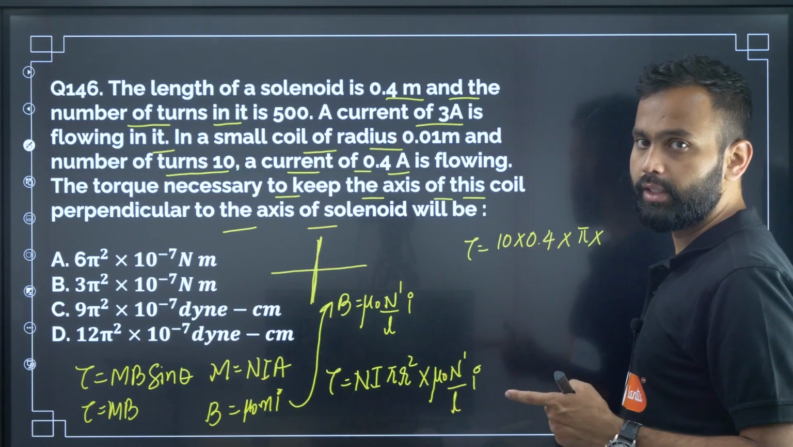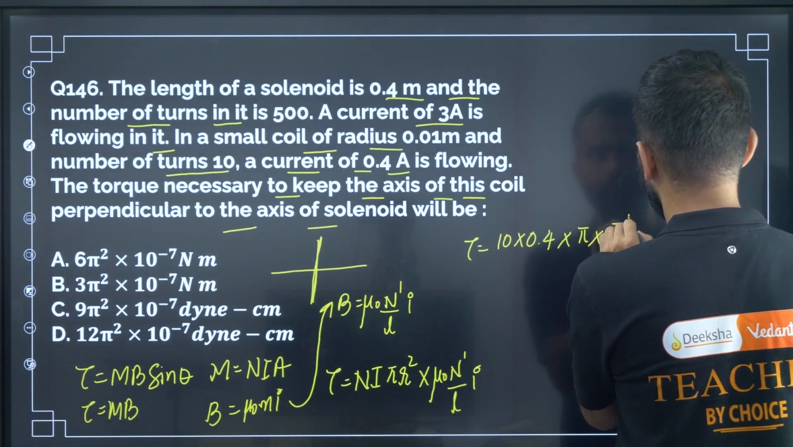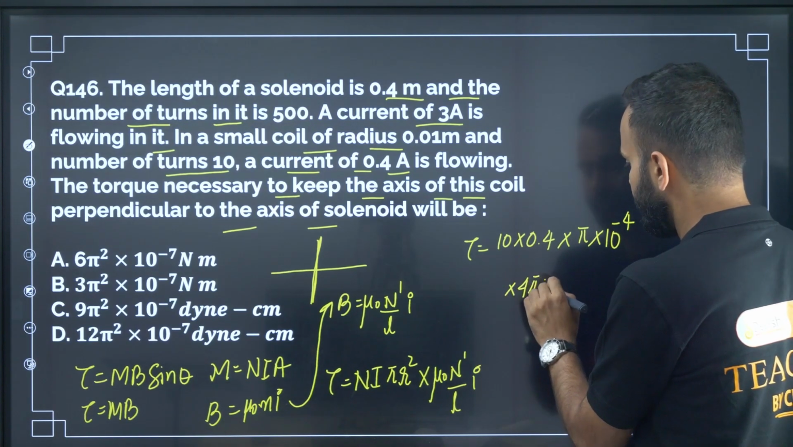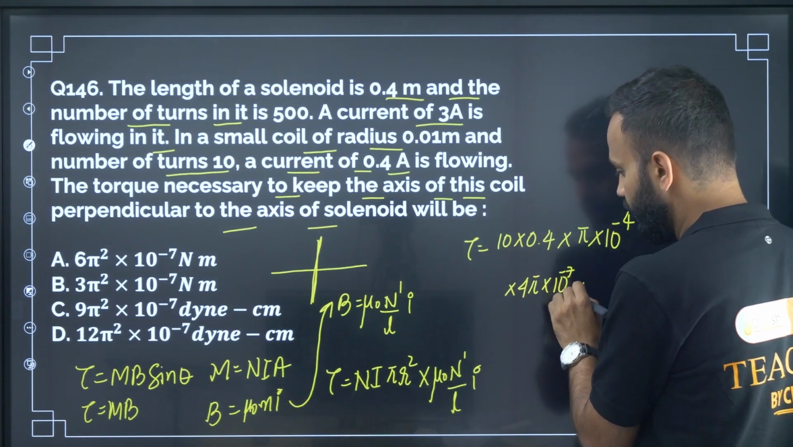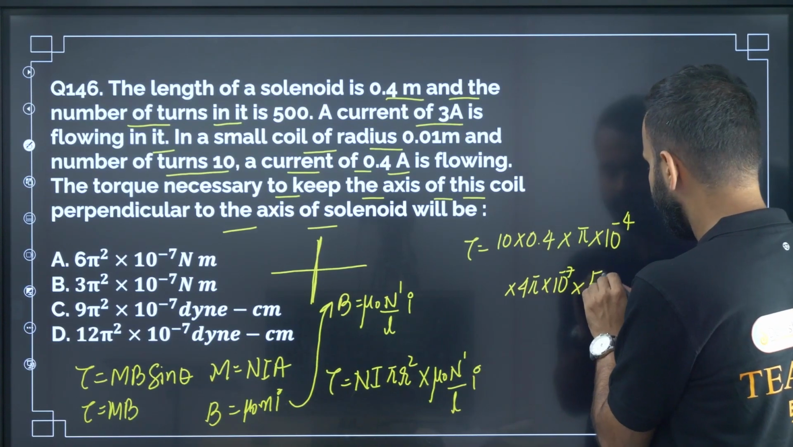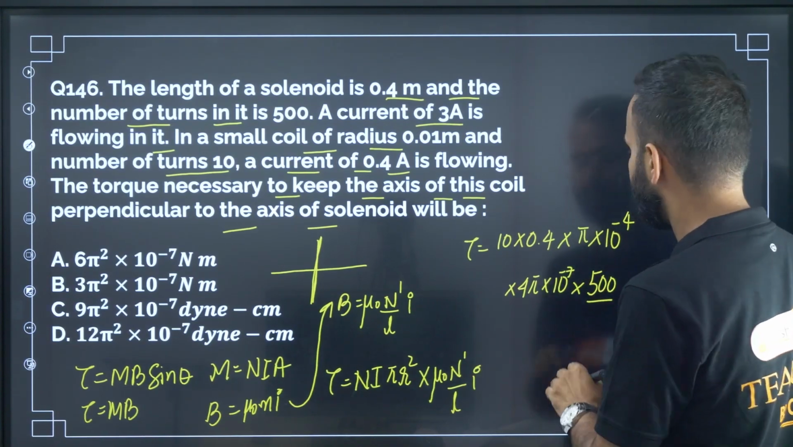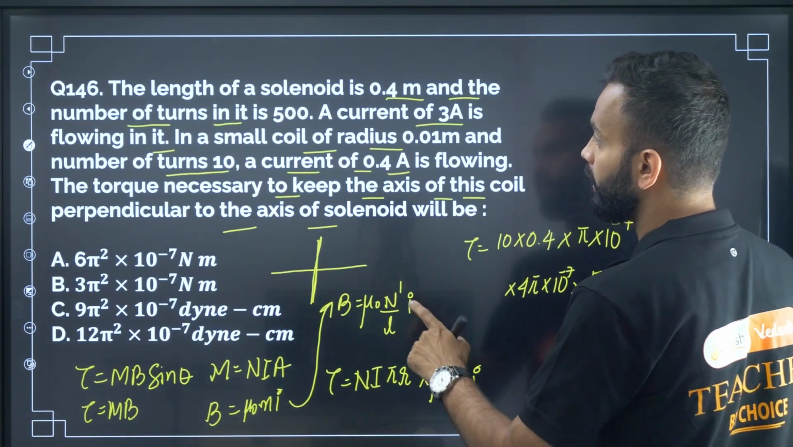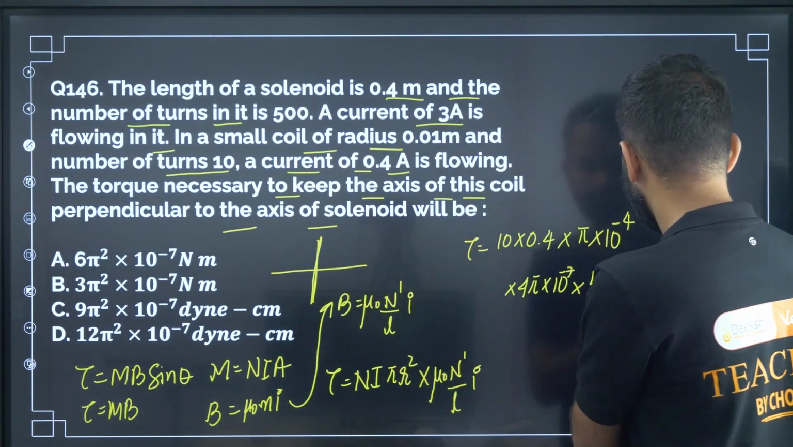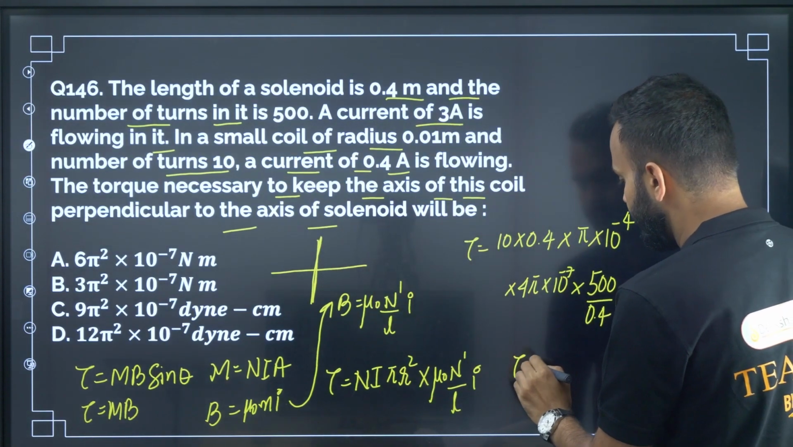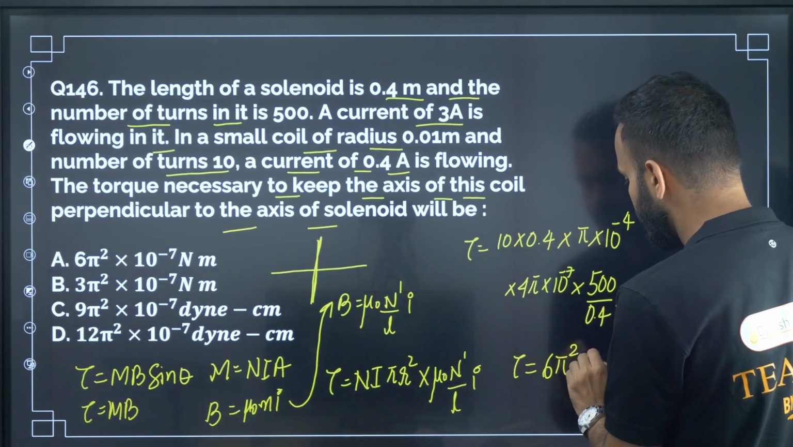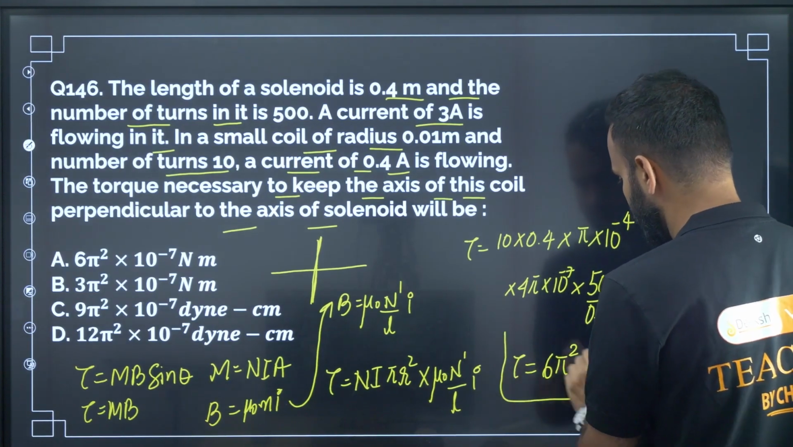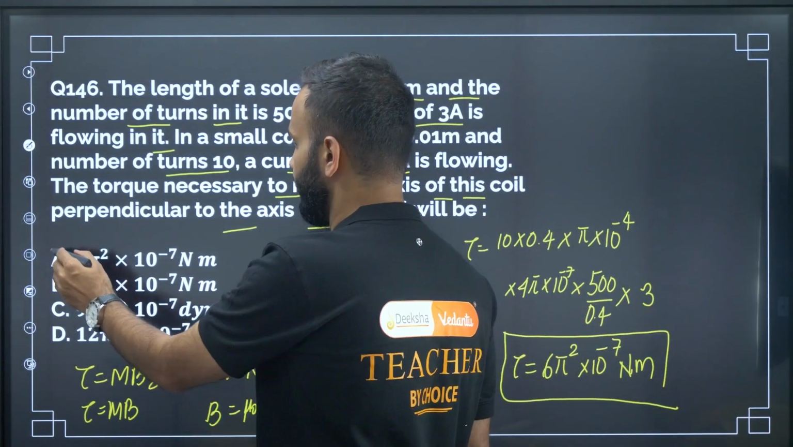That is 10 to the power minus 2 meter. 10 to the power minus 2 squared is 10 to the power minus 4. Into mu naught. Mu naught is 4 pi into 10 to the power minus 7, into N dash is 500, divided by L. L is 0.4 meter. Into I. What is the value of I? I is here 3 ampere. Okay, so now solve this. You will get tau equal to 6 pi square into 10 to the power minus 7 Newton meter. So the correct option is A.